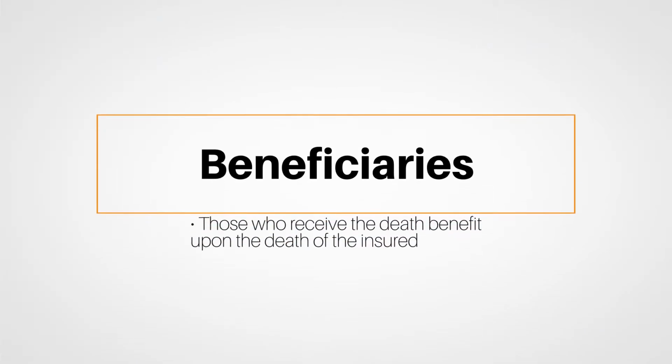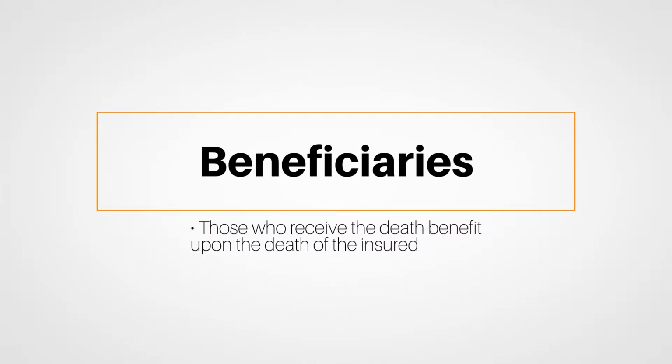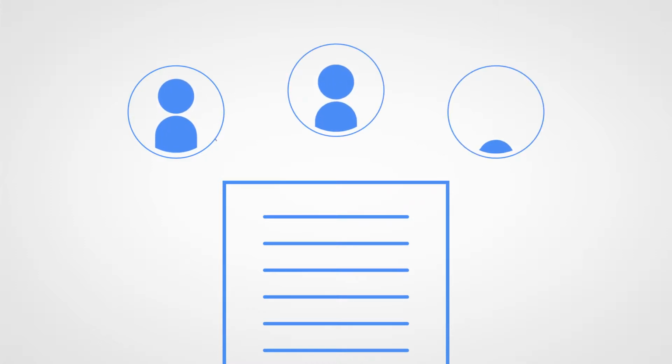Beneficiaries are those named to receive the death benefit upon death of the insured. And there are many options available to the policy owner who holds the right to name and change beneficiaries. Typically, beneficiaries are selected when the policy is first purchased, and there can be more than one designated beneficiary. In fact, it's quite common.